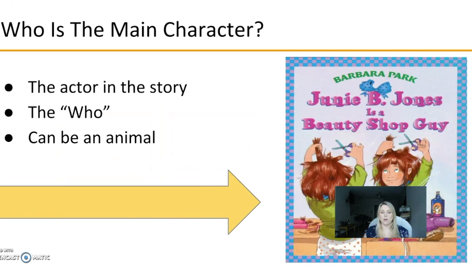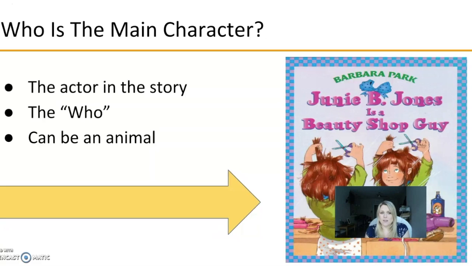So now we're going to learn about the main character. So the main character in our story is going to be the actor. This person is the one who everything revolves around. They're the one who does everything, and they're the one who everything affects. So think of this as your big who. Your setting is your big where, and your main character is your big who.